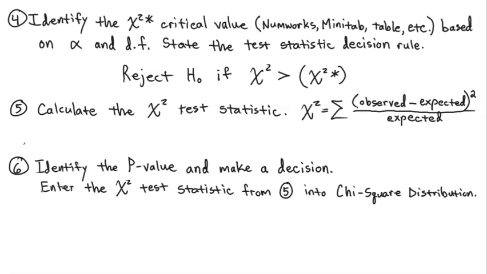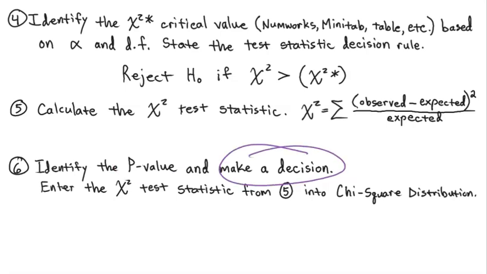All right, and then the last step, step 6, you're going to identify the p-value that goes with the chi-square test statistic from step 5. Well, where are you going to plug it in? Well, you're going to take that test statistic from step 5 and you're going to go into the chi-square distribution, either in NumWorks or in Minitab or somewhere, and then it's going to give you a p-value that goes with that chi-squared test statistic. Then once you have that p-value, you can make a decision.